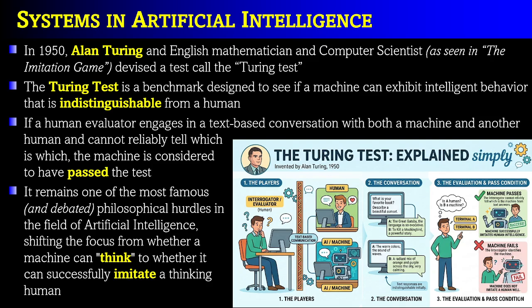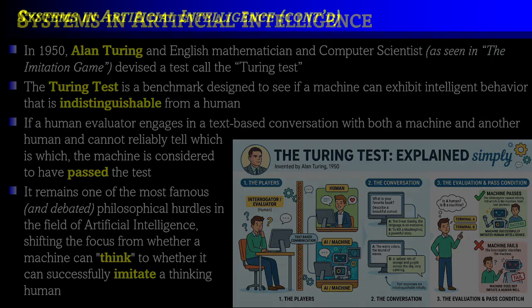If a human evaluator engages in a conversation, whether that is text based or verbal, with both a machine and another human, and cannot reliably tell which is the machine and which is the human, then the machine is considered to have passed the Turing test. It remains one of the most famous and debated philosophical hurdles in the field of artificial intelligence, shifting the focus from whether a machine can think to whether or not a machine can successfully imitate a human in terms of thinking. So, this is the general summary of the Turing test by Alan Turing, proposed originally back in 1950.